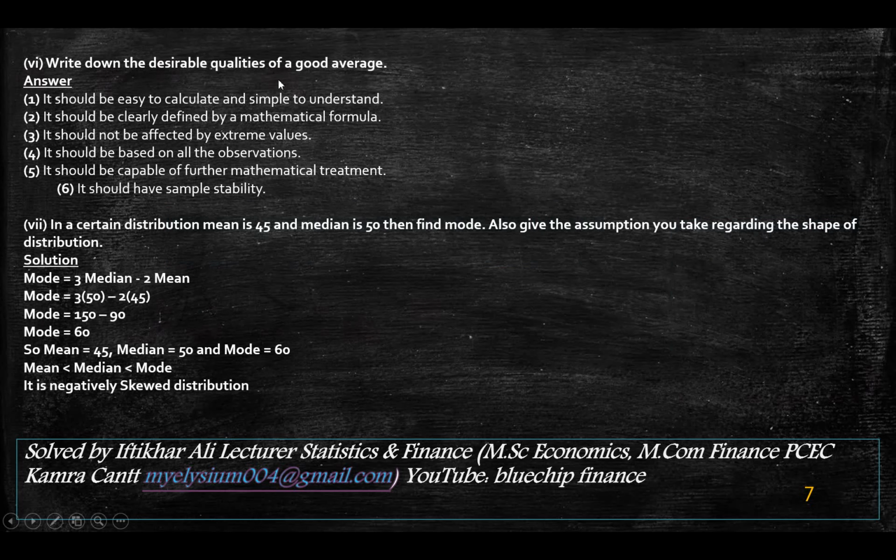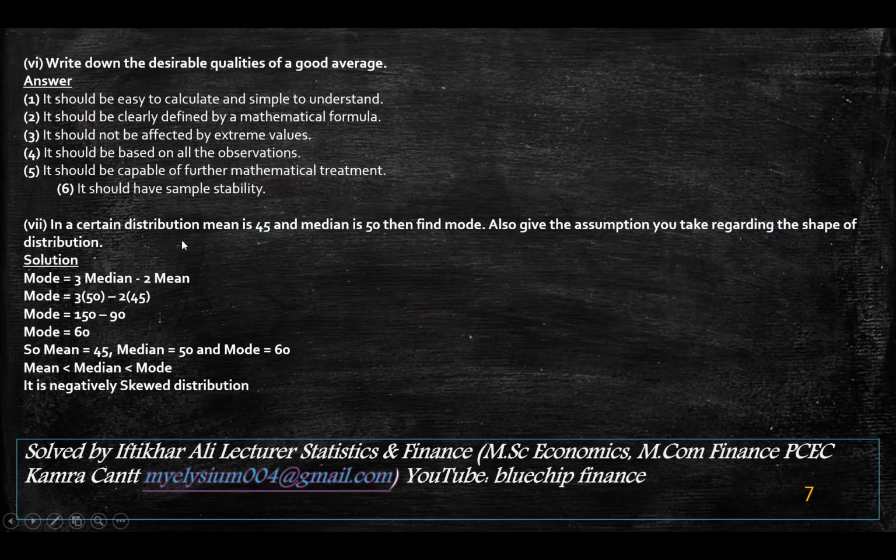Question number 6. Write down the desirable qualities of a good average. It should be easy to calculate. It should be easy to understand. It should have some sort of mathematical formula. It should not be affected by extreme values. All observations must take part in the calculation. It should be capable of further mathematical treatment, and it should have sampling stability.